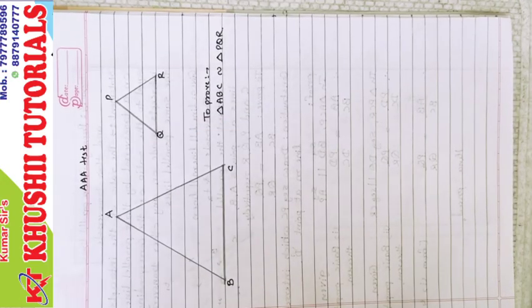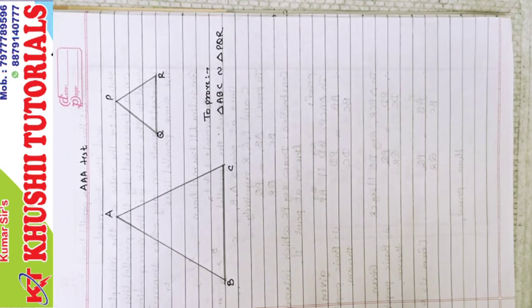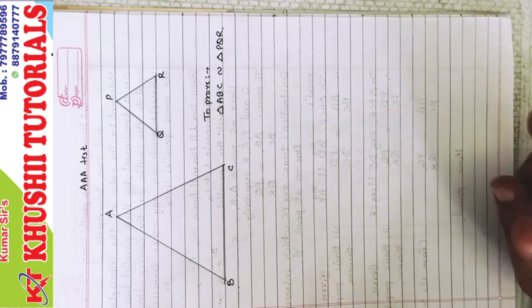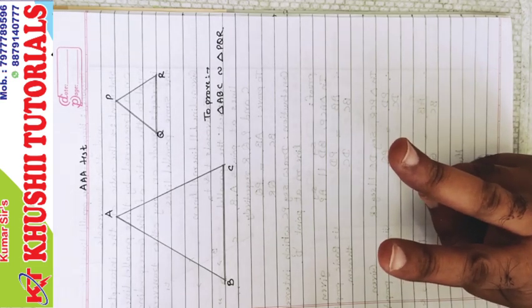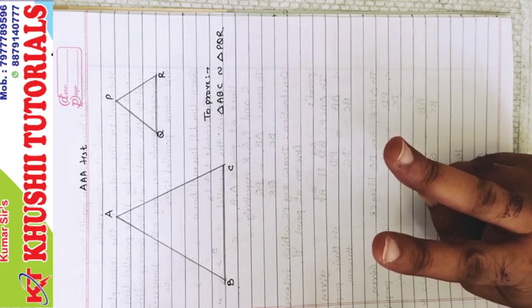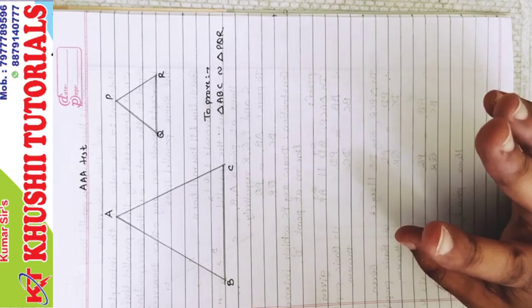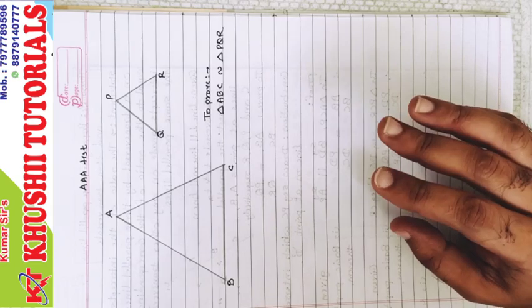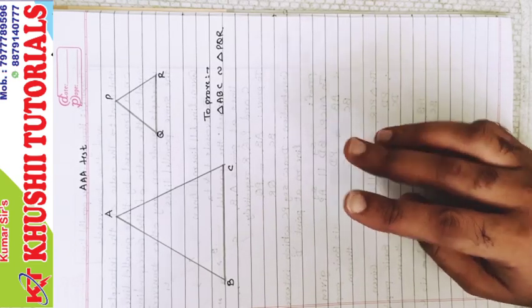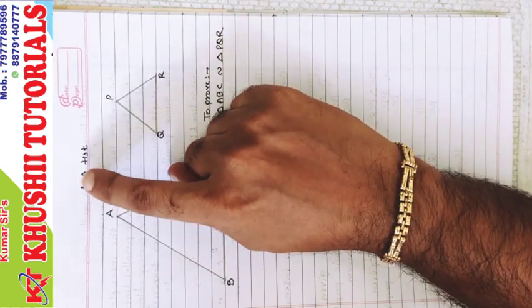We know that there are three tests of similarity. SSS test, when all three corresponding sides are proportional. Second is SAS test, when two sides of two triangles are proportional and the angle between those two sides in both the triangles is congruent to each other. And the third is AAA test, that is angle test.